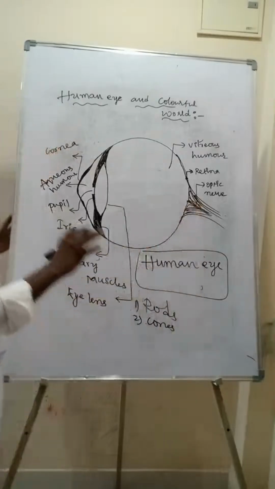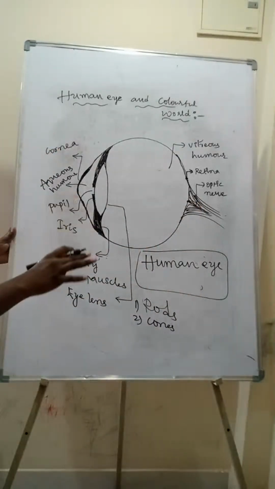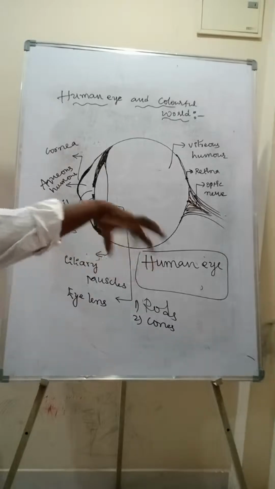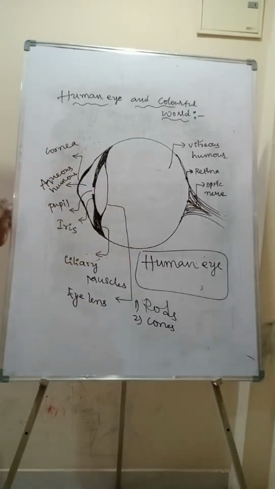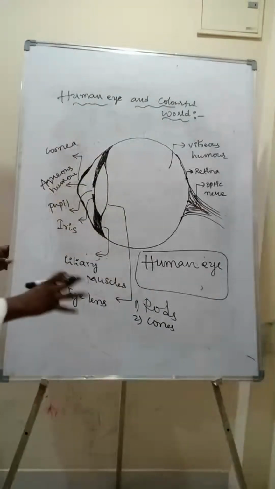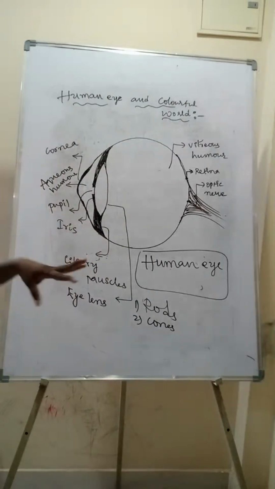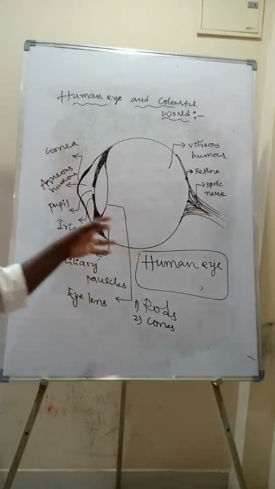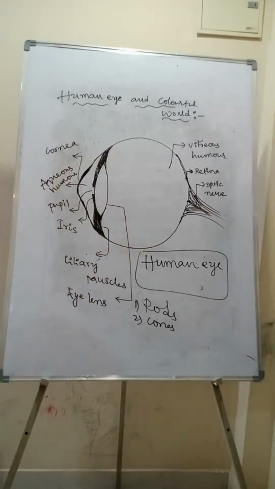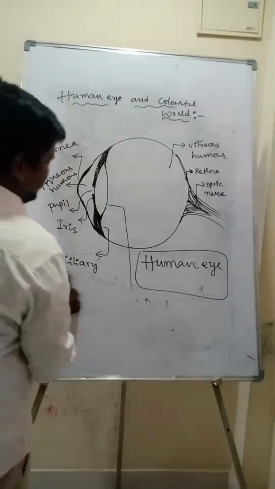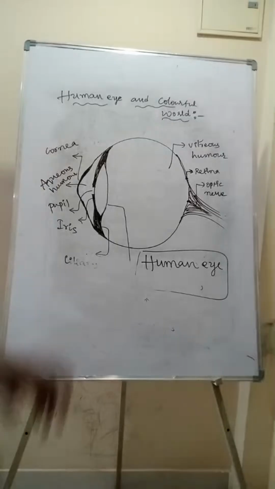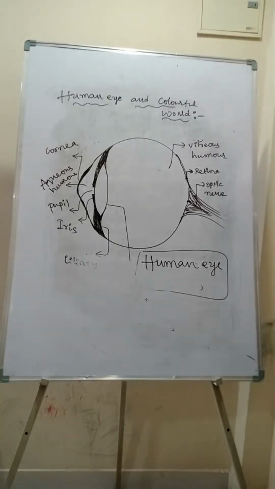Here no image will form. There is a dark space, wherever the nerves are passing to the brain. There the blind spot will be. So this is about eye parts and their functions, a brief idea. Next, we'll discuss myopia here.